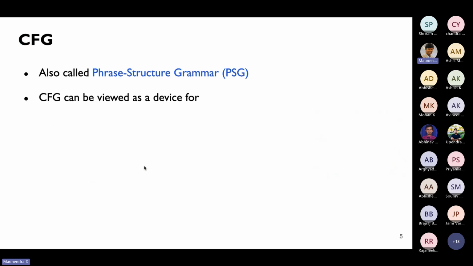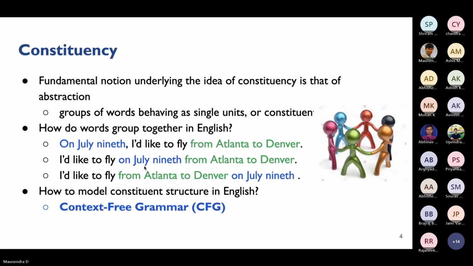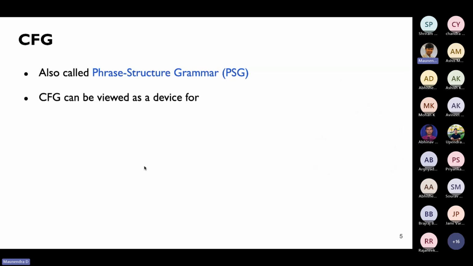CFG, or context-free grammar, can also be called as... Sir, can you please go to the previous slide? Just about this context-free grammar, can you explain how it will model this constituency parsing? Yeah, as I said, we'll come to that. The next slides contain that. Okay. Please hold on.